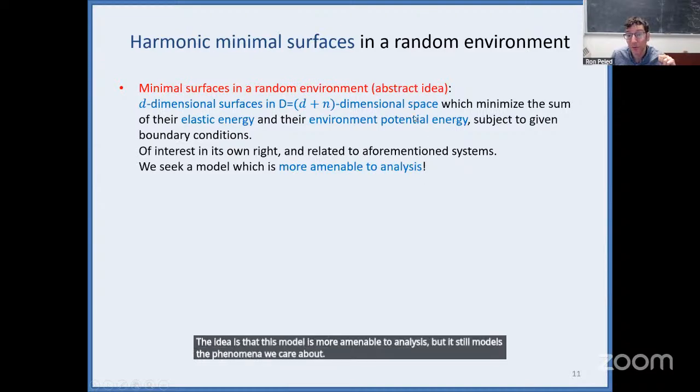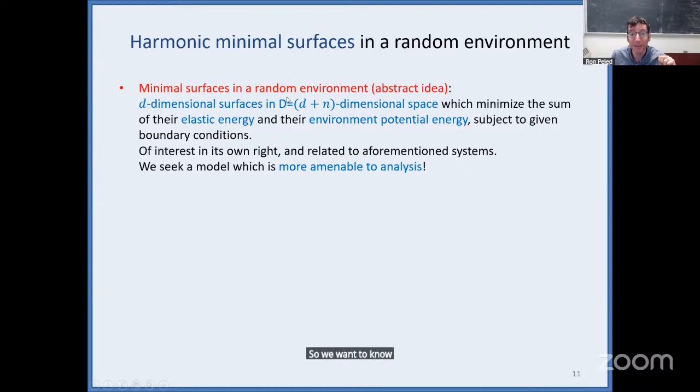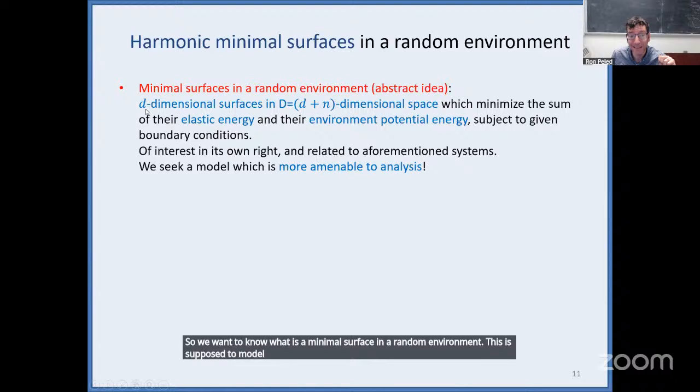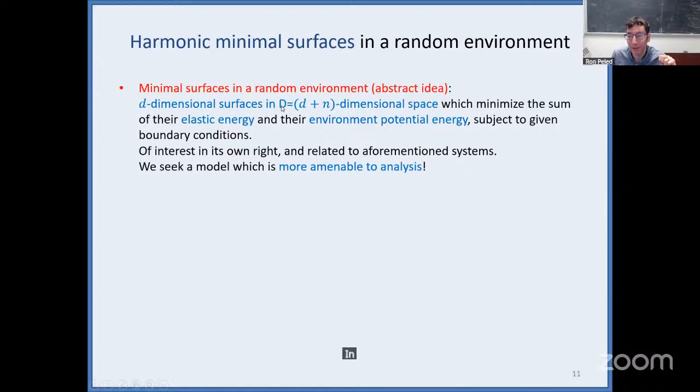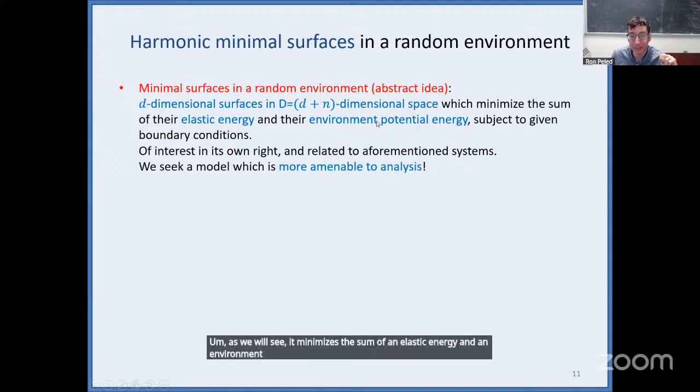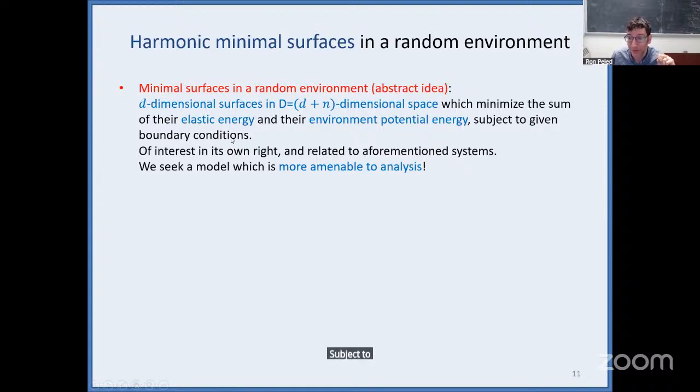So we want to know what is a minimal surface in a random environment. This is supposed to model a little d dimensional surface in a capital D dimensional space. The codimension, we call it n. As we will see, it minimizes the sum of an elastic energy and an environment potential energy. This is the random environment, subject to given boundary conditions.